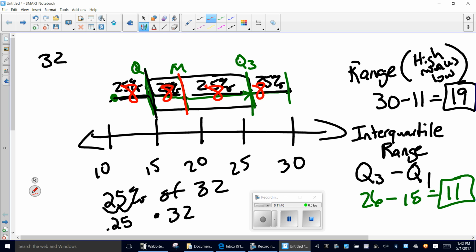How many runners run less than 20 miles a week? What percent? 25%, but I'm not asking for 25%. I'm asking for how many. Why 6? A quarter of 24. Each piece has 6 in it, right? Because you divide 24 by 4. Or what could you do? 0.25 times 24, which would be 6. Any questions on that? So number 4 should be 6.